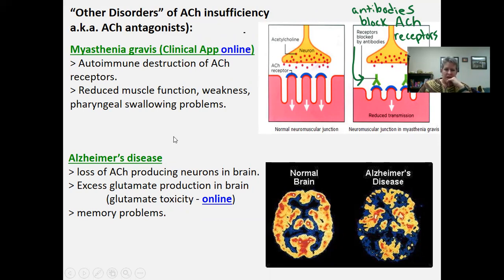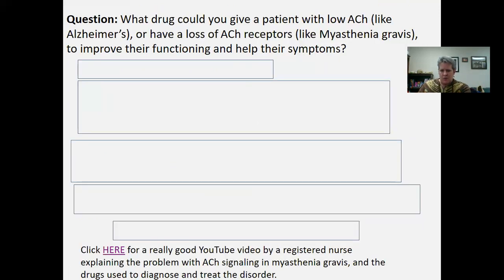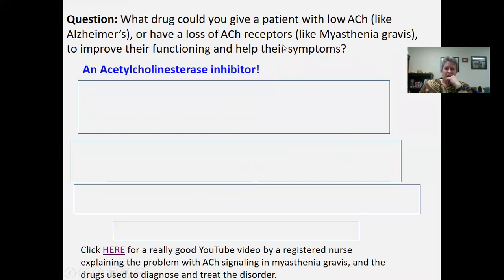Now, Alzheimer's, the problem is you've lost acetylcholine-producing neurons, and you've got too much glutamate. So what would you give a patient with low acetylcholine, like Alzheimer's, or they've lost acetylcholine receptors, like myasthenia gravis? Well, one treatment that you can give someone with myasthenia gravis is an immunosuppressant to slow the immune system down. There are other treatments too. So you could give these patients an acetylcholinesterase inhibitor.